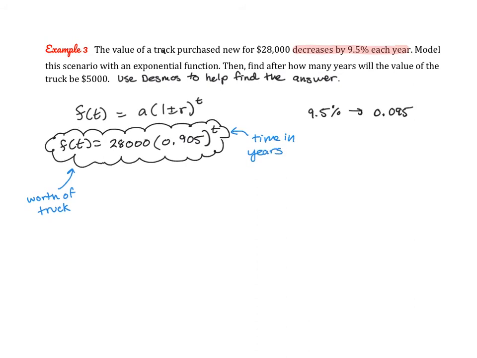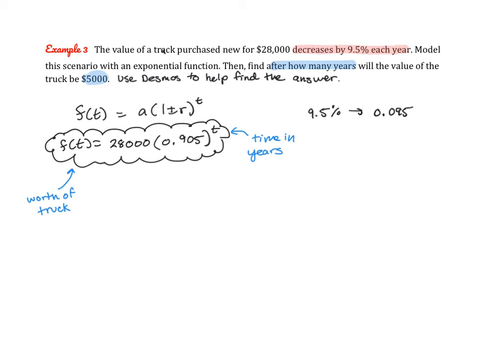Okay, so here, now that we have our model, it says then find after how many years will the value of the truck be $5,000. So this time we're actually solving for t, because they say after how many years. And they're telling us that the value of the truck, the final worth of the truck, is $5,000. So for this one, we haven't yet learned how to solve exponential equations, so we're actually going to use Desmos to help us find this answer.